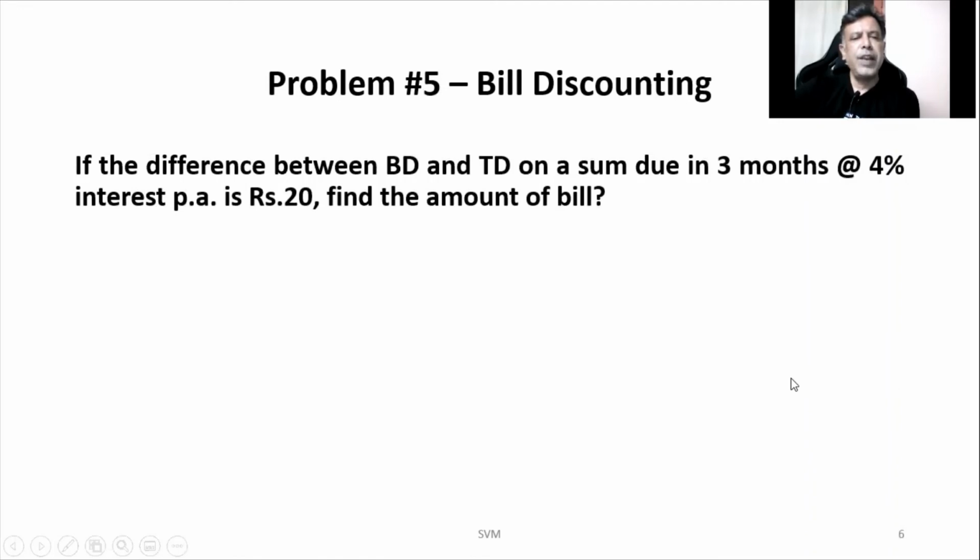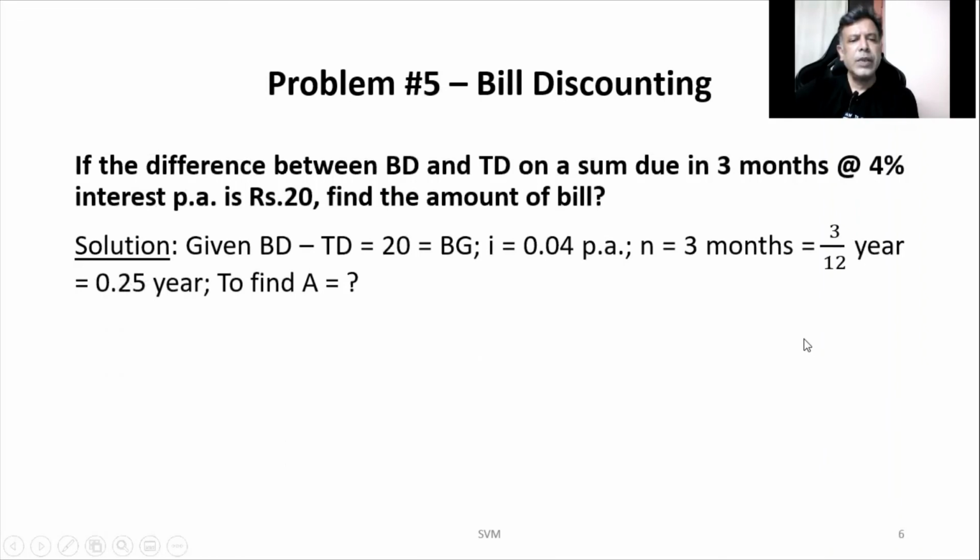If the difference between banker's discount and true discount on a sum due in 3 months at 4% interest per annum is rupees 20, find the amount of bill. So the difference between banker's discount and true discount is nothing but banker's gain. So that is given as 20, and the interest rate is given as 0.04 per annum. Period is given as 3 months, which is nothing but 3 by 12 of a year, which is expressed as 0.25 year. We are supposed to find the bill amount, which is nothing but A.